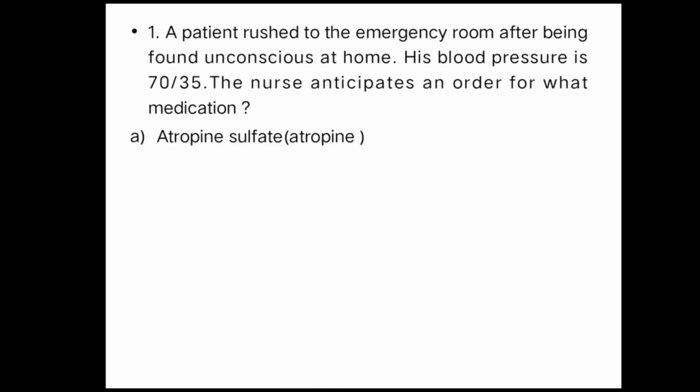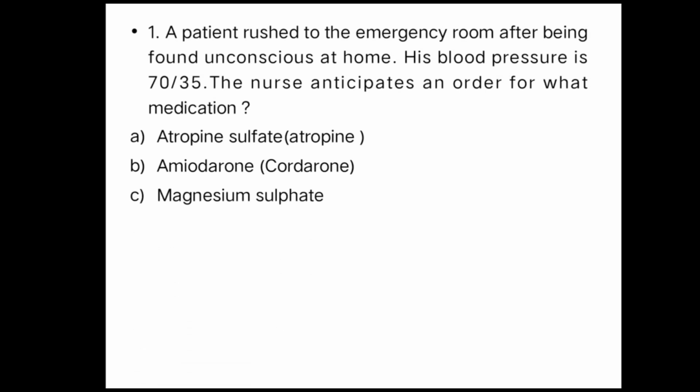Option A is atropine sulfate, that is atropine, option B is amiodarone, that is Cardarone, option C is magnesium sulfate, and option D is adenosine, that is Adenoscan. Among these 4 options, since the patient is having hypotension, that is reduced blood pressure of 70 by 35 mm of Hg, as nurses we will get the order of administering atropine sulfate. So it is a very direct question.